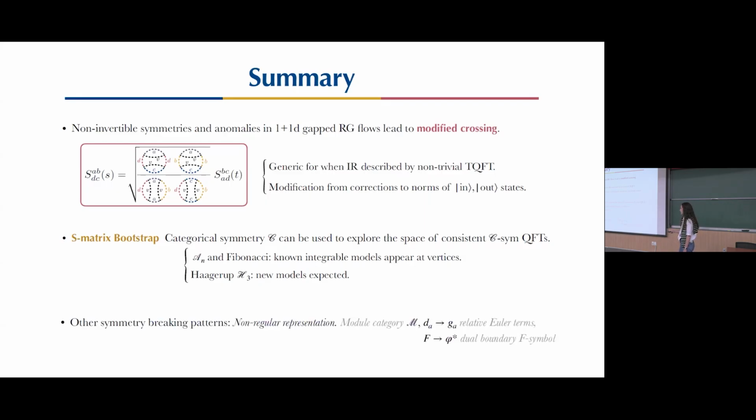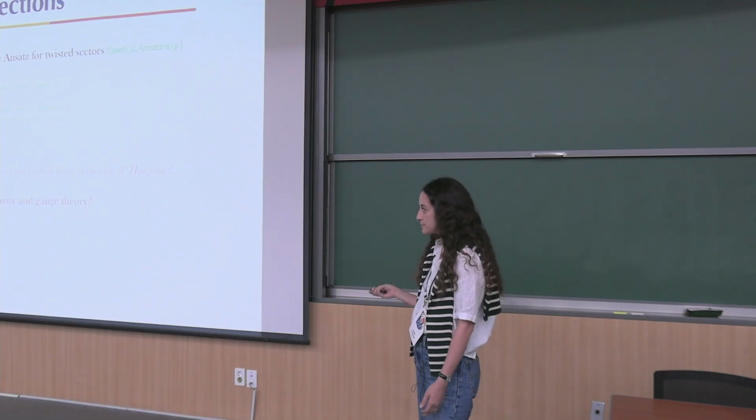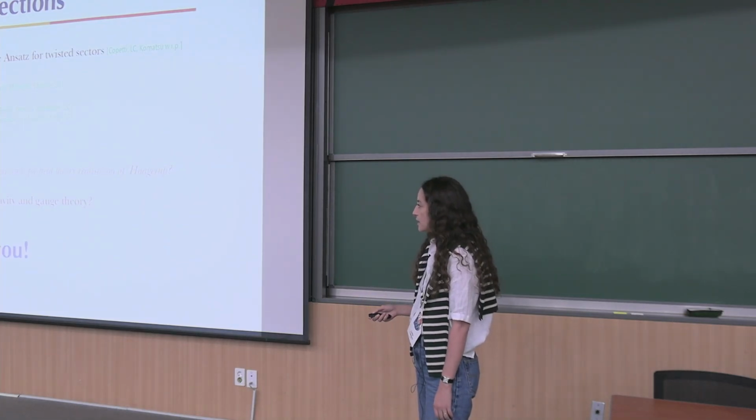I didn't have time to talk about it, but we also understand how to input other symmetry breaking patterns. So now you need to deal with these module categories. And there are many future directions. I will just flash them here, but of course, a goal would be to understand how this works in higher dimensions. And finally, if we can see this as a toy model for understanding soft dynamics in gravity and gauge theory. So thank you.